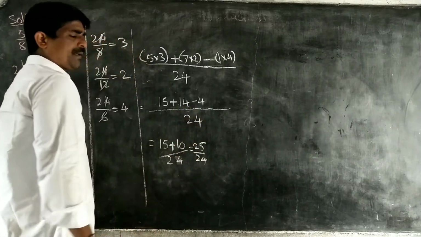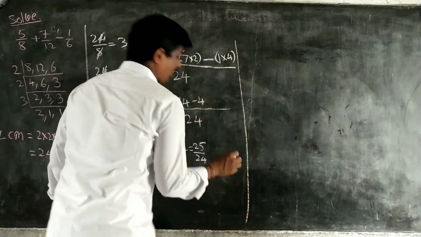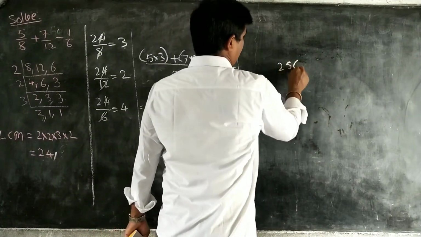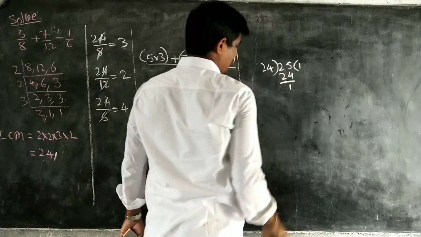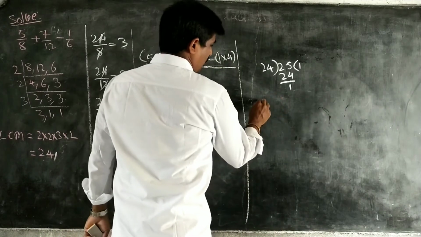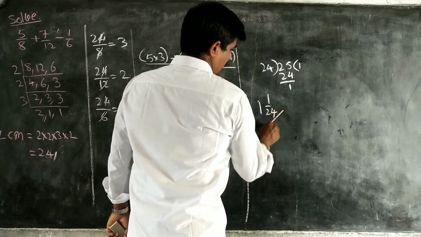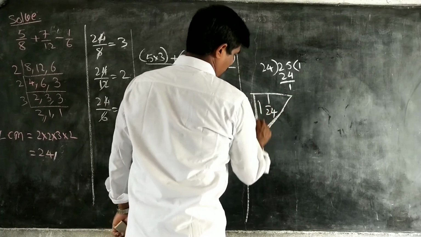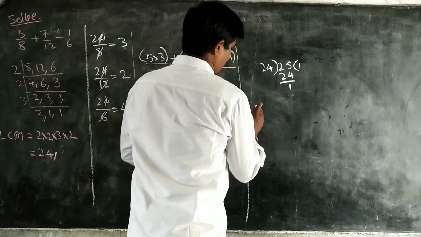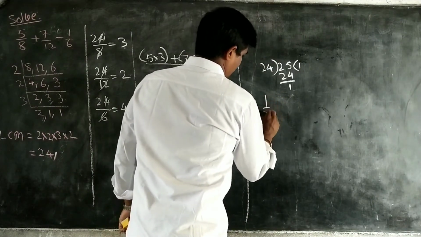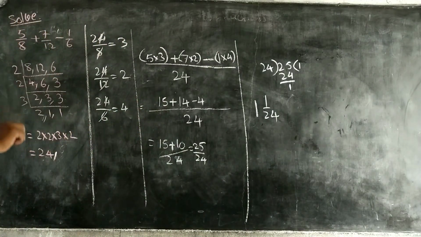This is an improper fraction. If I stop here, otherwise I have to change into a mixed fraction also. 25 by 24. 24 ones are 24, 1 is the remainder. So I have to write 1 mixed 1 by 24. This is the solution, 1 mixed 1 by 24. This is for addition and subtraction of the fractions.